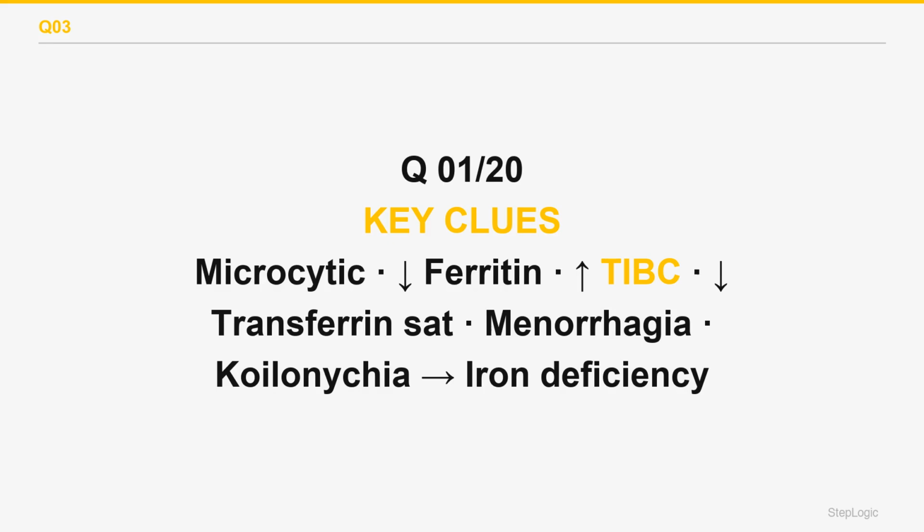Ferritin is the body's iron storage marker. When it is low, iron stores are depleted. TIBC, or transferrin, rises because the liver makes more transferrin to scavenge what little iron remains. Transferrin saturation falls. Koilonychia, spoon nails, and pica are classic late signs.